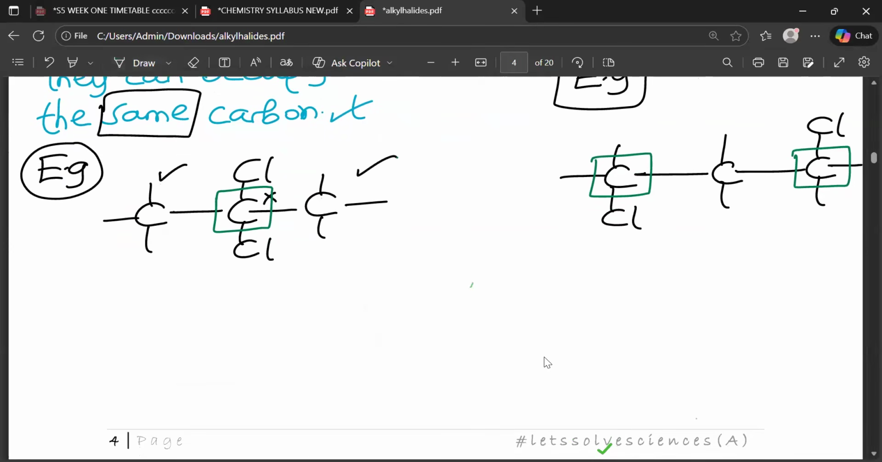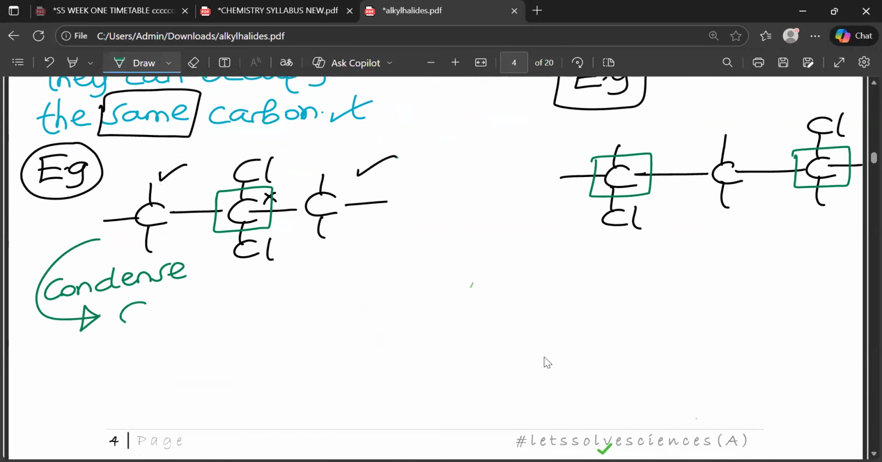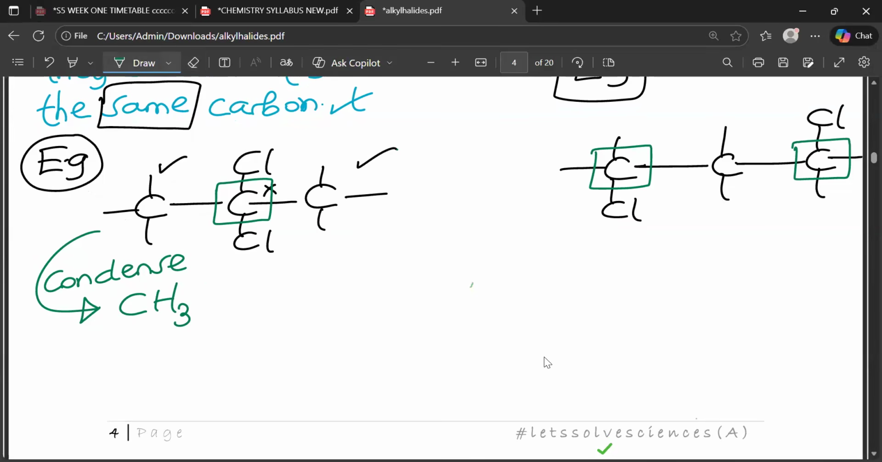Now, if you're to condense, those who have been with me for some time know what I mean by condensing. The first carbon has 3 hydrogens, so it is CH3. The middle carbon has no hydrogen, so I'll write C, then Cl2 as well. Then the last carbon has CH3. So that's how we condense.